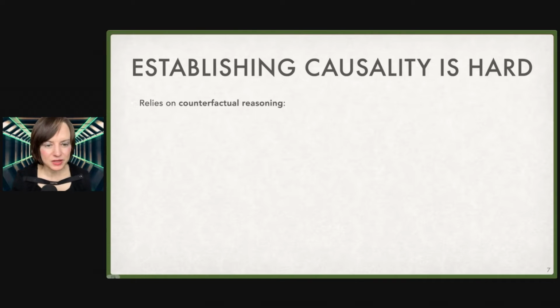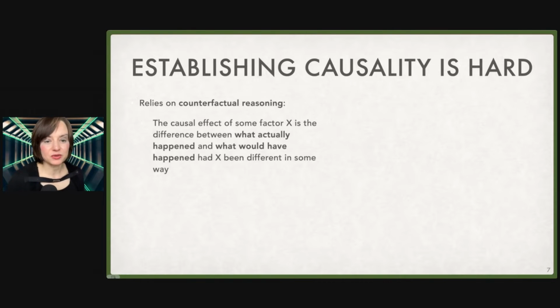Let's get very specific about this. Well, the first big problem is it relies on something called counterfactual reasoning. Sometimes you'll hear this talked about as the fundamental challenge to causal inference. What I mean by that, okay, brace yourselves. This is in the weeds. Technically speaking, when we speak of causality, the causal effect of some factor X is the difference between what actually happened and what would have happened had X been different in some way.